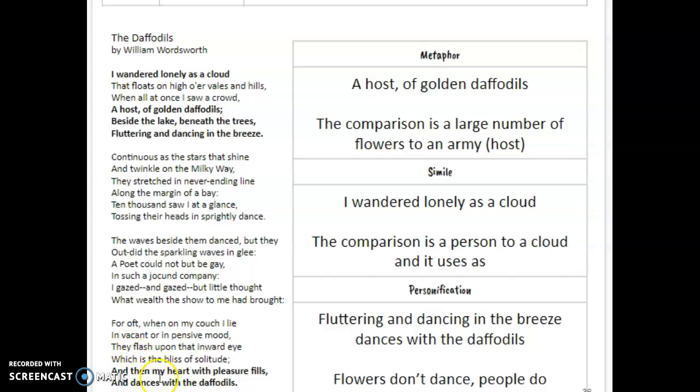And then down here at the end, it's saying my heart dances with the daffodils. So both heart and daffodils are not people. Your heart is part of you, but it is not a person itself. So both hearts and daffodils do not dance. So that is where personification comes in. Something that is not a person acting and doing things that a human would do.